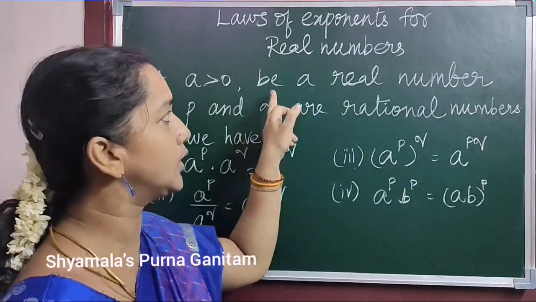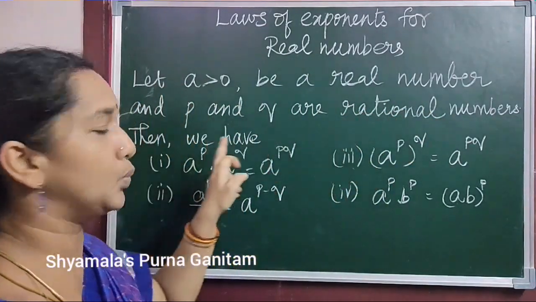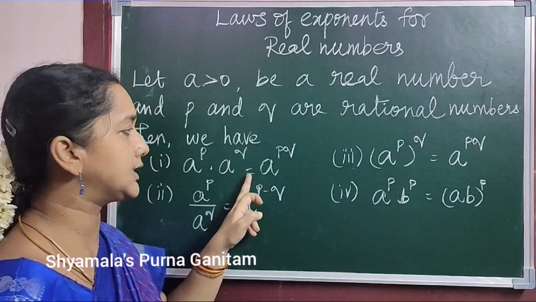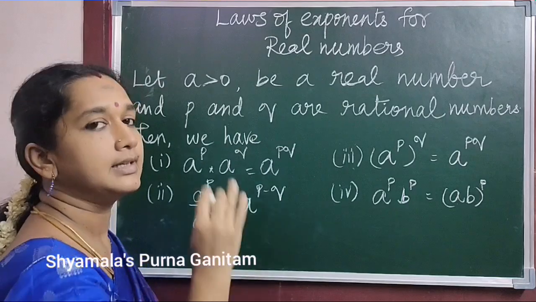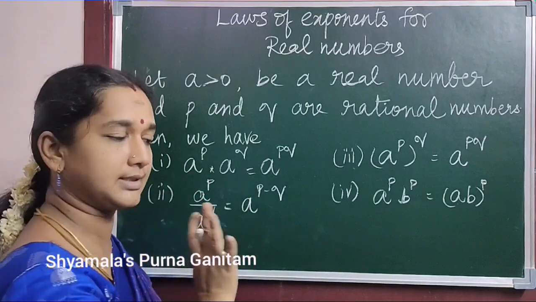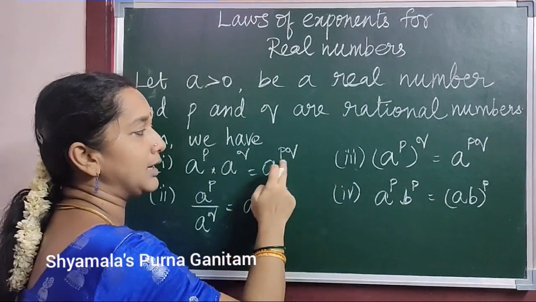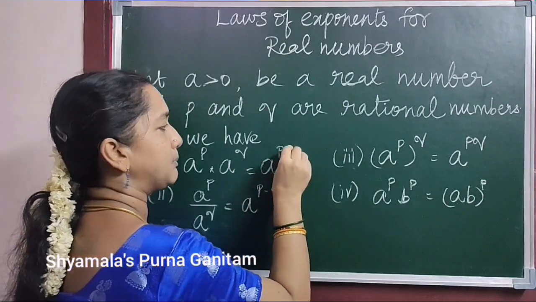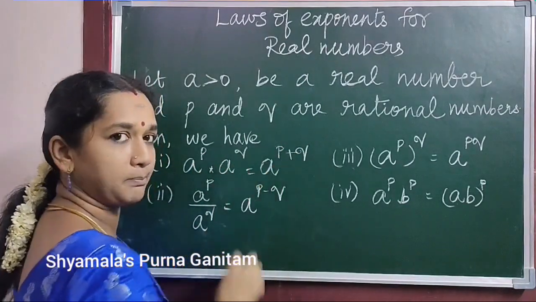Let a greater than 0 be a real number, and p and q are rational numbers. Then the first one: a power p into a power q is equal to a power p plus q. This is in multiplication. Already you have learnt all these things. The rule there in integers we have done; here we are going to do it in rational numbers. The same thing only. Since the bases are same, you can add the powers. a power p into a power q is equal to a power p plus q.